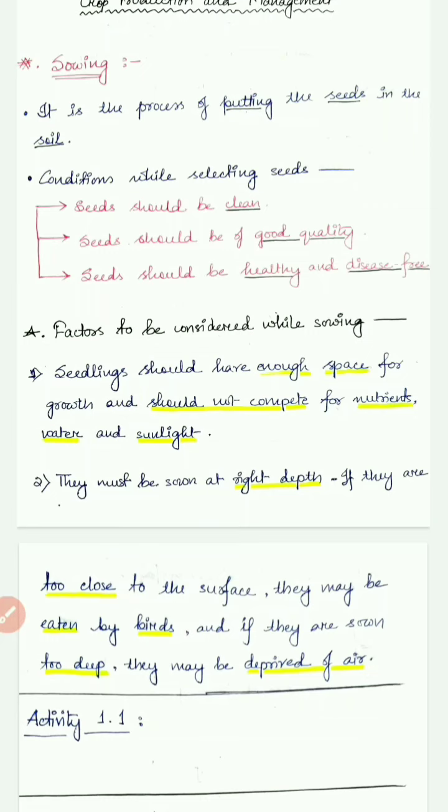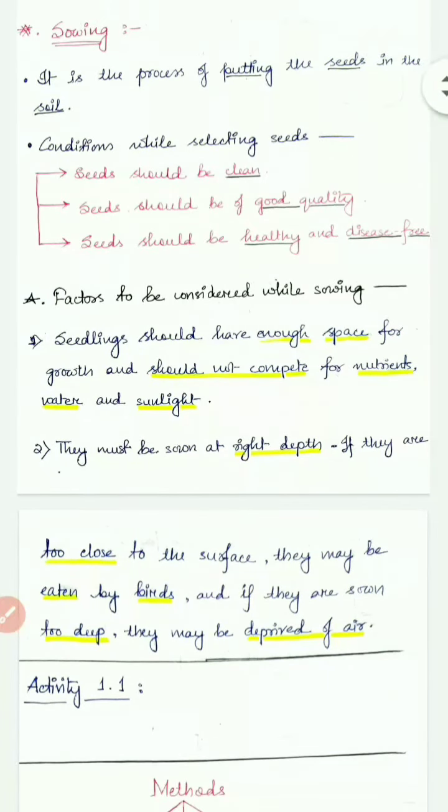So while sowing, you have to select the seeds. You cannot simply go and sow any seeds. So how will we select the seeds? There must be some conditions that you have to apply while selecting the seeds. The first condition is seeds should be clean. You cannot sow dirty seeds. The seeds that you sow must be clean.